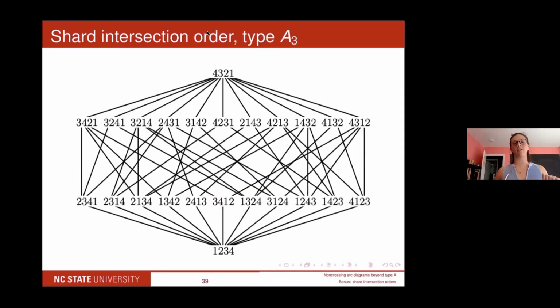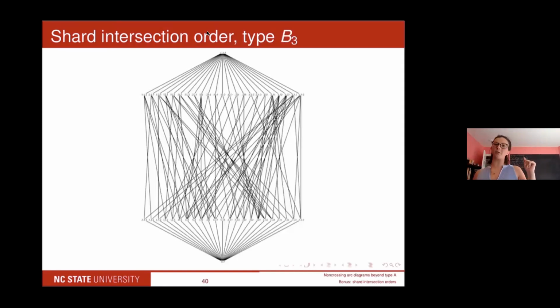So here's the shard intersection order for type A3. It's much flatter than the weak order was. We've got 1, 11, 11, 1 as the sizes of each of these ranks. And as you can see, very crisscrossy, very unpleasant to look at, very unpleasant to think about. B3 is worse: 1, 23, 23, and 1 are the sizes of each of these ranks. Okay, so shard intersection order is interesting to think about.